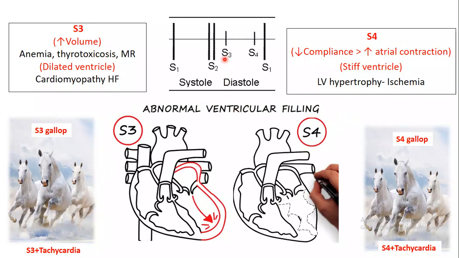S3 is early diastolic, so it is close to S2. So if the patient has S3, it could sound like this. While on the other hand, S4 is late diastole, close to S1, so it should be heard like this.